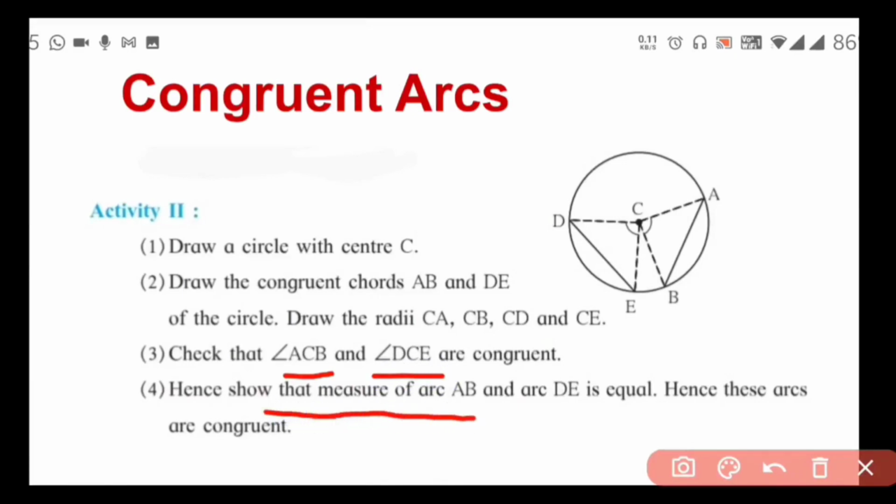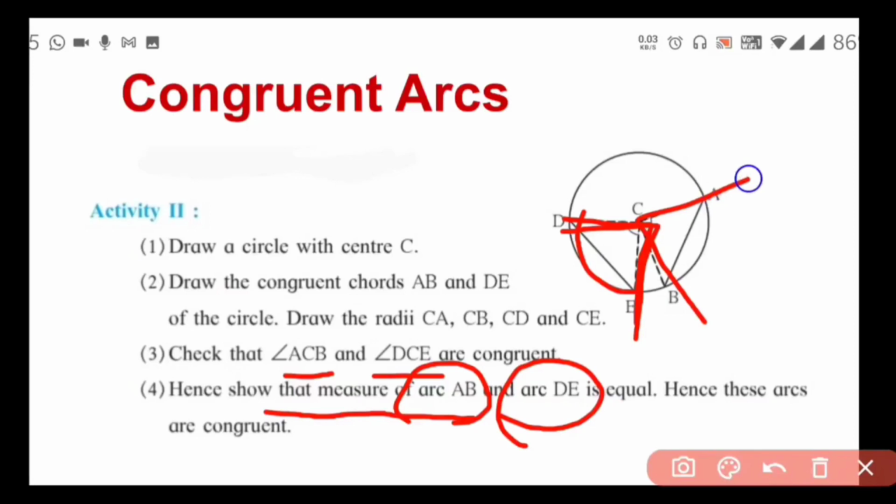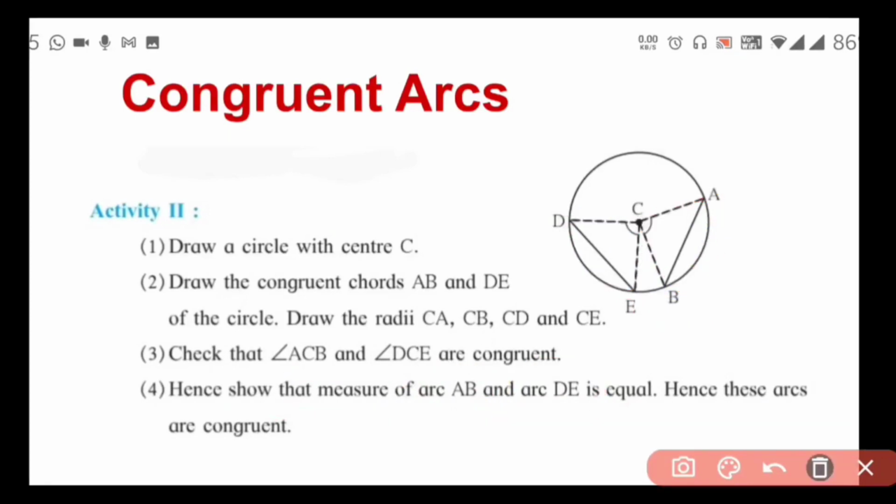Hence we can show that the measure of arc AB and the measure of arc DE are equal, because we all know the measure of a subtended arc is always congruent with the central angle. Angle DCE is the central angle, angle BCA is also the central angle, and the arcs subtended by them are arc DE and arc AB. So these two arcs will also be congruent with each other, because angle DCE and angle BCA are congruent angles. So let us do this activity again.